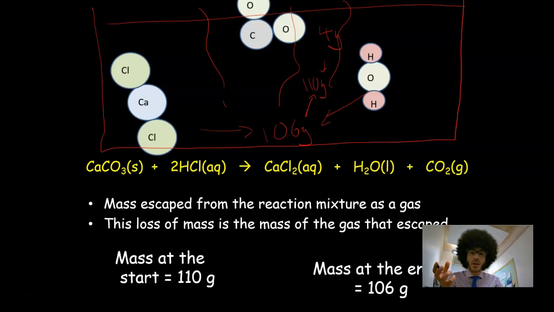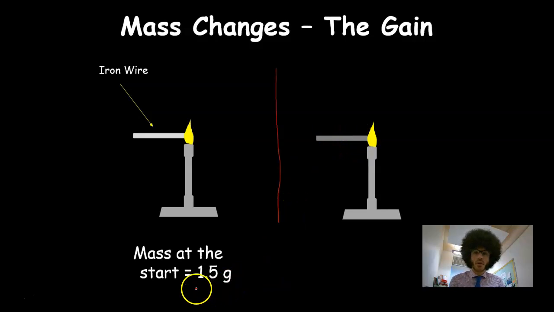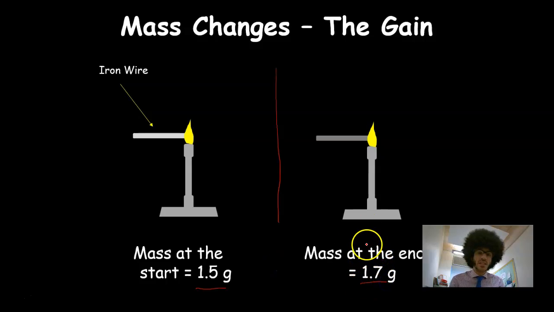Now the other example you might get is if the mass seems to gain. Again, it might seem like it's not following the law of conservation of mass. The example we're using here is an iron wire which is being put inside a Bunsen flame, as you can see there. Over time you might find that the iron wire starts to get a bit darker, discolored, and at the start you might have a mass of 1.5, but then over time it might rise to 1.7. And again, why is the mass changing in this particular way?